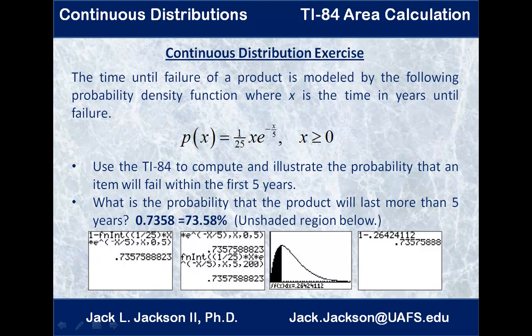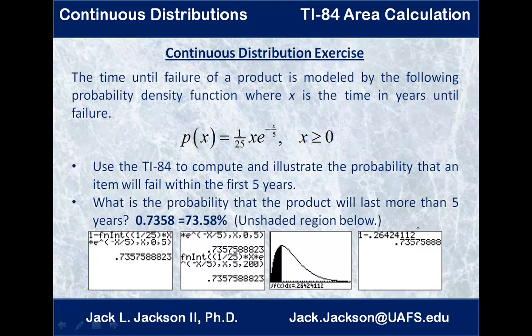Well, if we've got our PDF graphed, the probability that it'll fail in the first 5 years is the shaded part, which is here in the third screen, where I integrated from 0 to 5, 0.264, etc. And of course, 1 minus that is the unshaded region, which is the probability that it lasts more than 5 years.